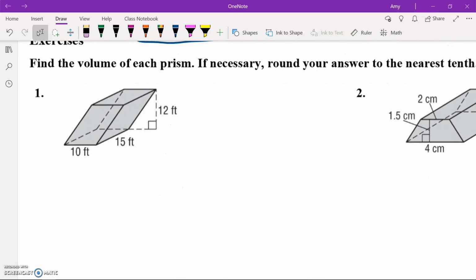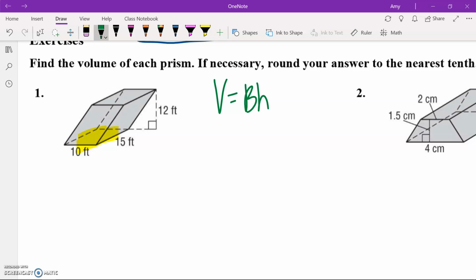So in this problem, we could think of this one in two ways. You could see a parallelogram prism, or you could see it as an oblique rectangular prism, because it is a rectangular prism that has then been shifted a little bit, so it's at an angle. Either way, the formula is going to be the same.